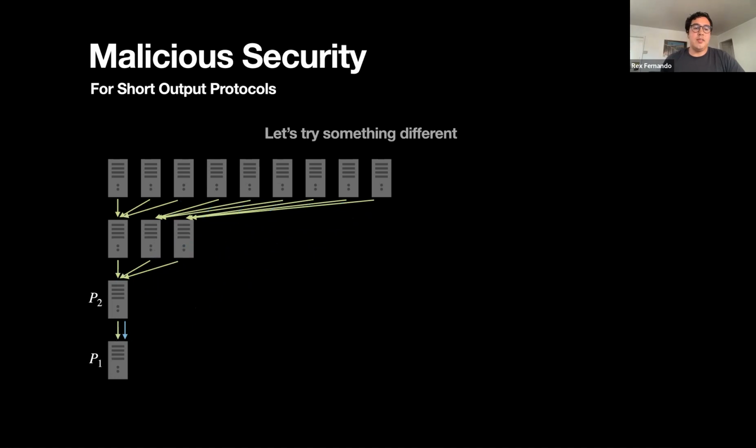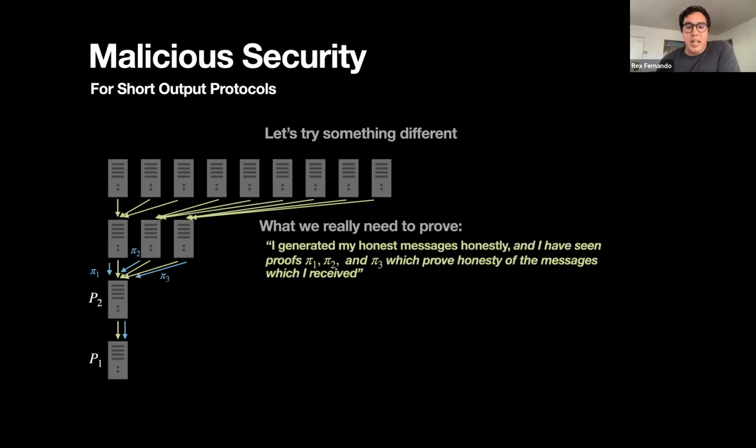Okay, so let's try something different. Let's imagine that party 2 has received proofs of honest behavior from all of its preceding parties. Now, what would be really nice is if a party can recursively compose their proof. So it'd be really nice if they can prove the following statement: I generated my messages honestly, and I have seen proofs which prove honesty of the messages which I received. So if party 1 is convinced of this statement, then party 1 can be convinced of the honesty of the message.